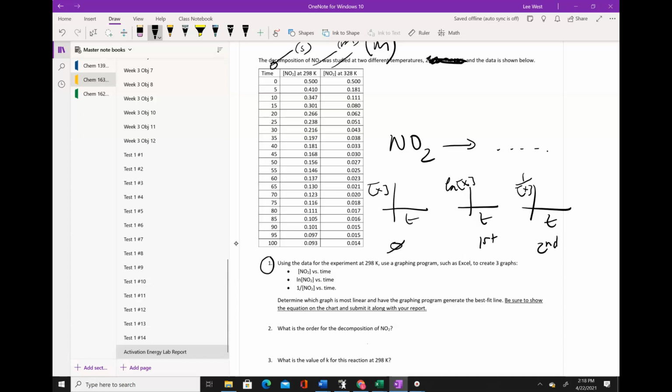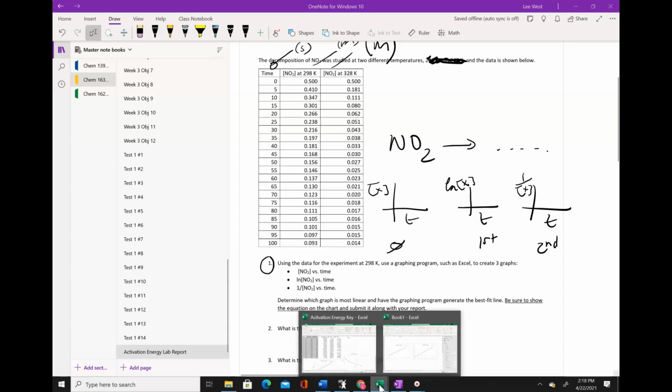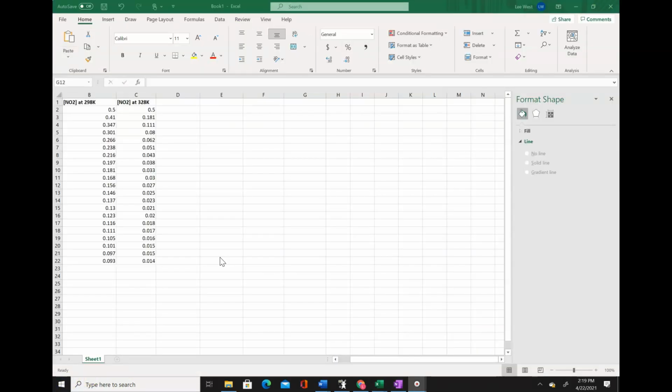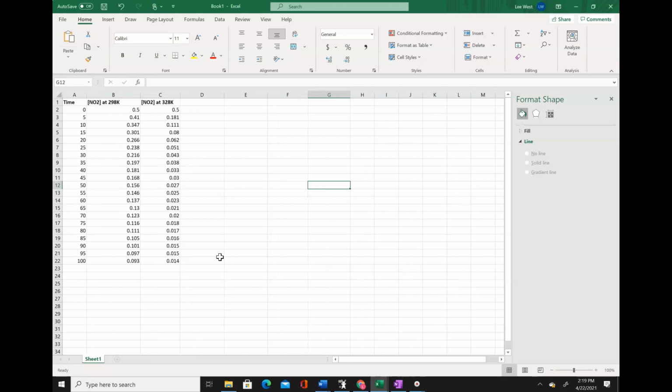All I did was copy this data over into Excel, and then I made those graphs. I'll show you what that looks like. Here is the data copied over into Excel, and in my first column, which is going to be my x's, I've got the time, and then I've got my 2 concentrations in the adjacent columns. I'm only looking at the 298 K data here.